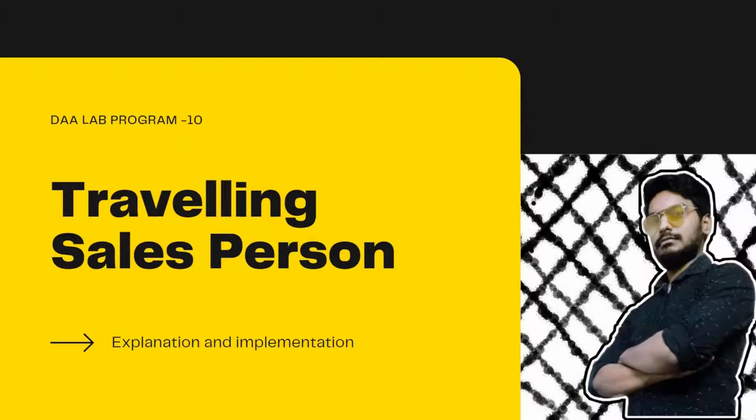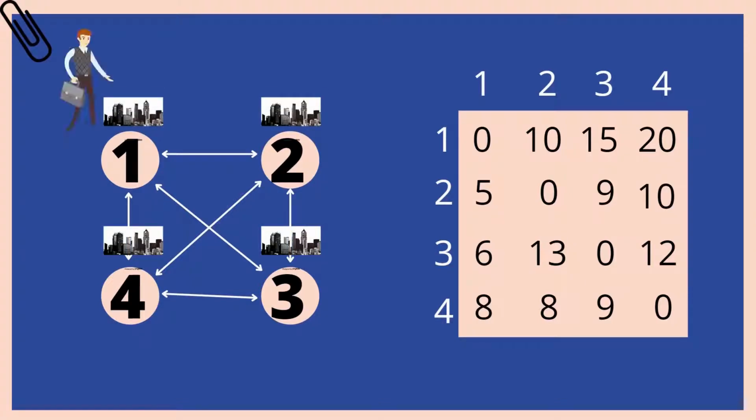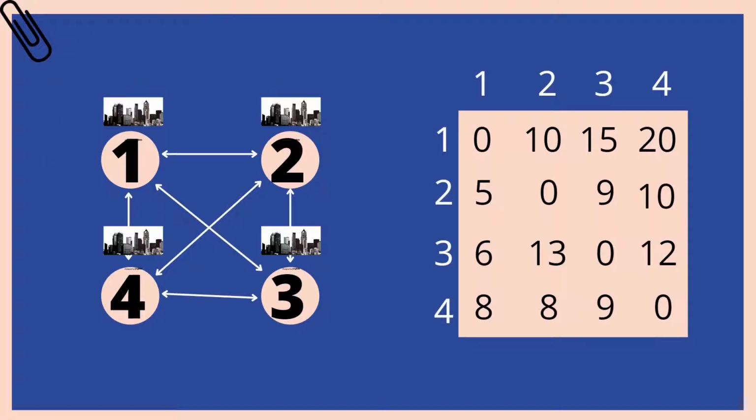So the topic is the traveling salesperson problem. The question says that there are a few cities and a salesperson has to travel through each and every city, and he has to return back to the city where he started, and he has to travel in such a way that the total distance covered should be minimum. So we are going to solve this problem.